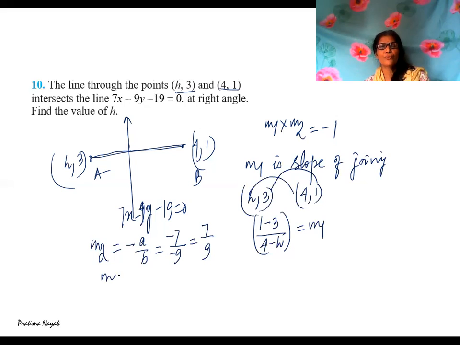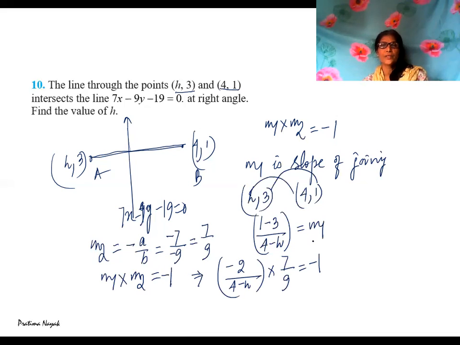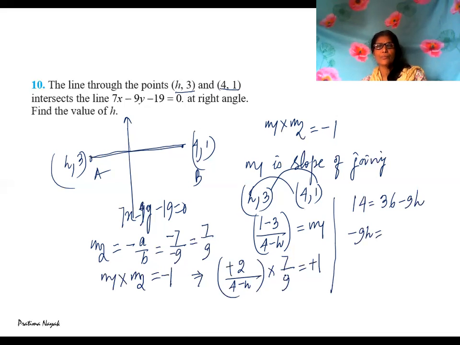So M1 into M2 is equal to minus 1. So minus 2 by 4 minus h into 7 by 9 is equal to minus 1. So simplify. Minus minus cancel. So it will be 14 is equal to 36 minus 9h. So minus 9h is equal to how much? Minus 22. So h is equal to 22 by 9. So this is the value of h.